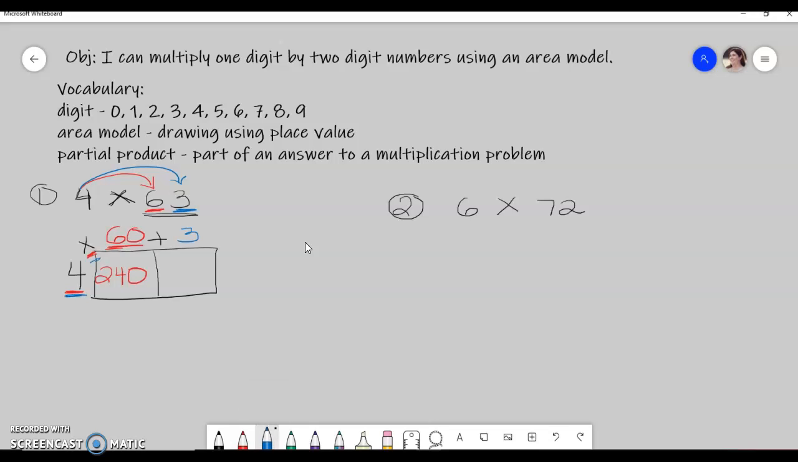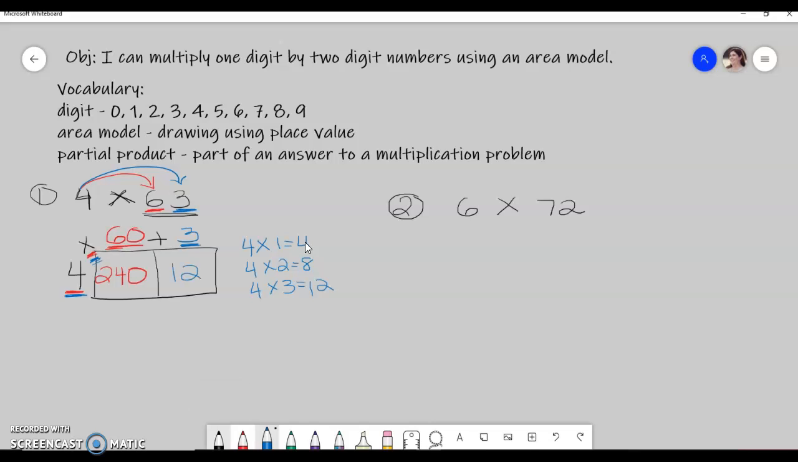4 times 3. Well, I'll do a brain dump because I forgot how to do 4 times 3. So I'm going to do a brain dump over here. 4 times 1 equals 4. 4 times 2, 4 plus 4 is 8. 4 times 3, 8 plus 4 more is 12. Okay, so 4 times 3 is 12.